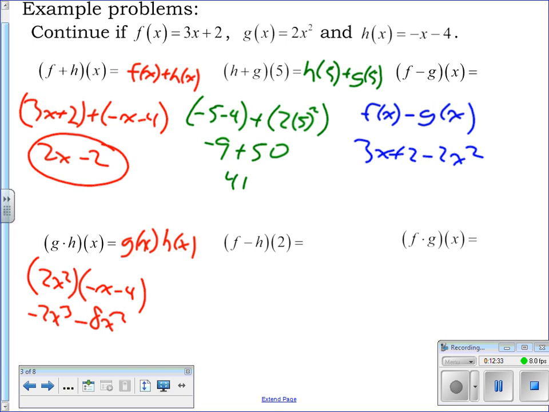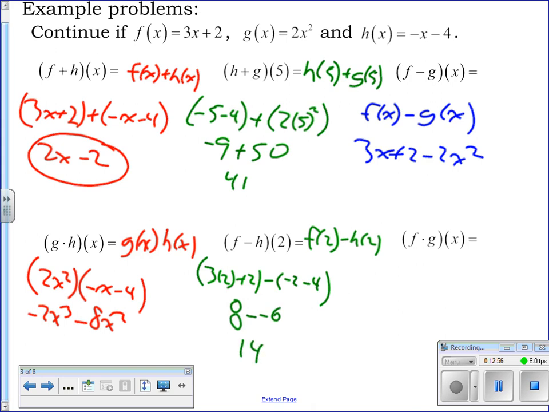F minus h. F of 2 minus h of 2, which is 3 times 2 plus 2 minus negative 2 minus 4. 3 times 2 is 6 plus 2, this is 8 minus negative 6, so I get 14. If I did my arithmetic correctly. That's not always a guarantee.